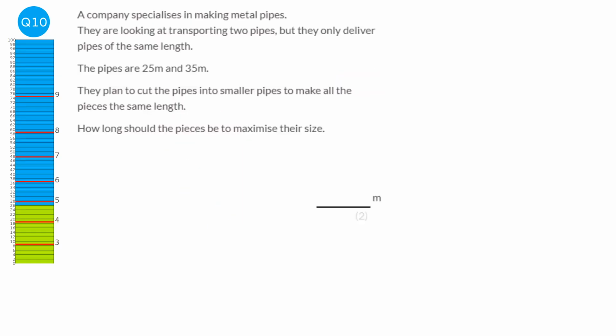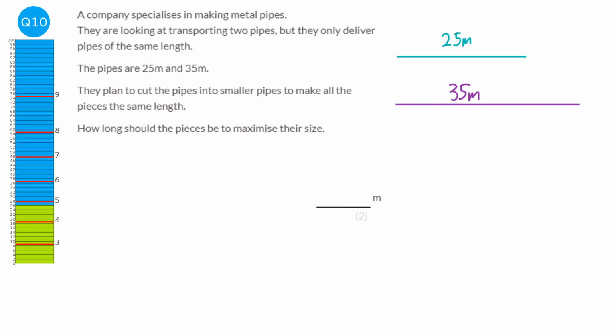so it's going to be 1 to 0.19. So if we imagine we've got the 25 meter pipe here, and we've got the 35 meter pipe here. The question's basically asking us, what can we cut all these pipes into, and they all have to be the same length, that will fit with the 25 meter and the 35 meter. And essentially what this question's asking is, what is the highest common factor of 25 and 35?